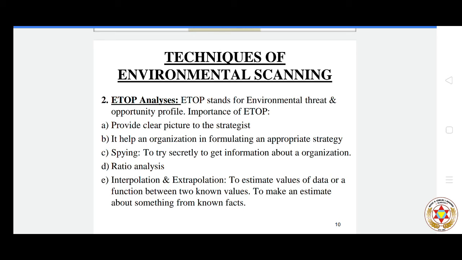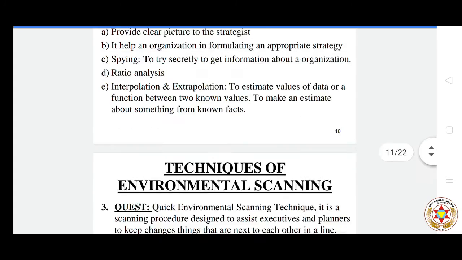It helps in spying, that is, it tries to secretly get information about the other organization. It also helps in ratio analysis. It also helps in interpolation or extrapolation, that is, to estimate values of the data or the functions between two known values, to make an estimate about something from known facts.